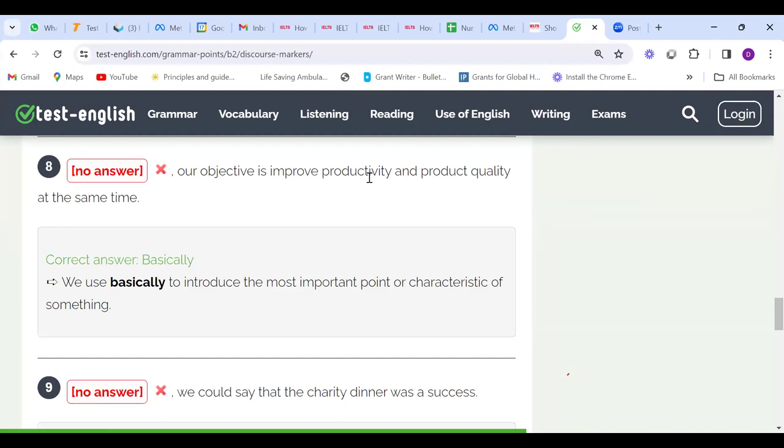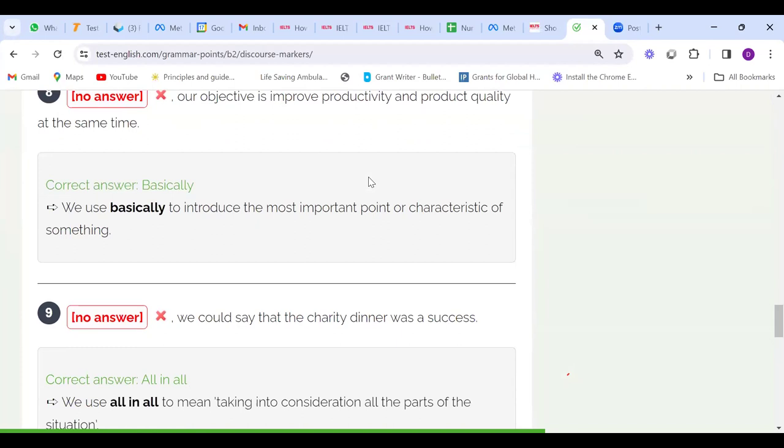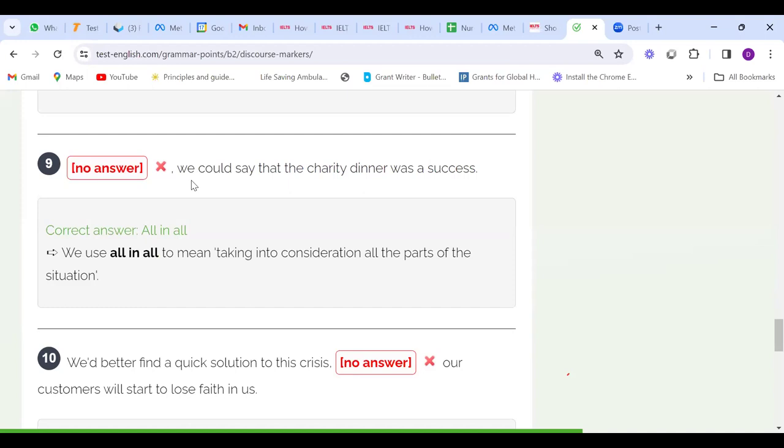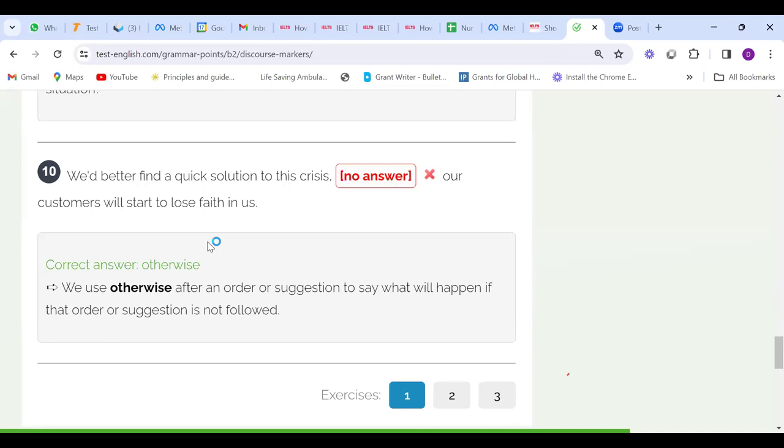So that is 8. Let's go to 9. Number 9, dash, comma, we could say that the charity was a success. Correct answer, all in all, the charity was a success. We use all in all to mean taking into consideration all the parts of the situation. Okay, so all in all, we could say that the charity was a success. Then that was number 9. Okay, then the last one, number 10.